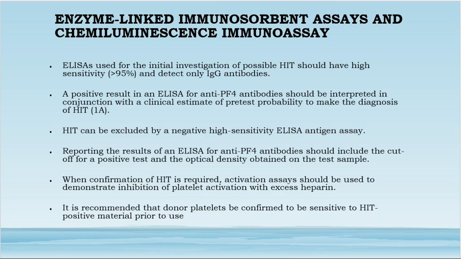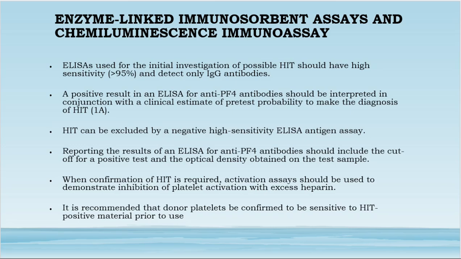Enzyme-linked immunosorbent assays and chemiluminescence immunoassay. ELISAs used for the initial investigation of possible HIT should have high sensitivity greater than 95% and detect only IgG antibodies. A positive result in an ELISA for anti-PF4 antibodies should be interpreted in conjunction with a clinical estimate of pretest probability to make the diagnosis of HIT.